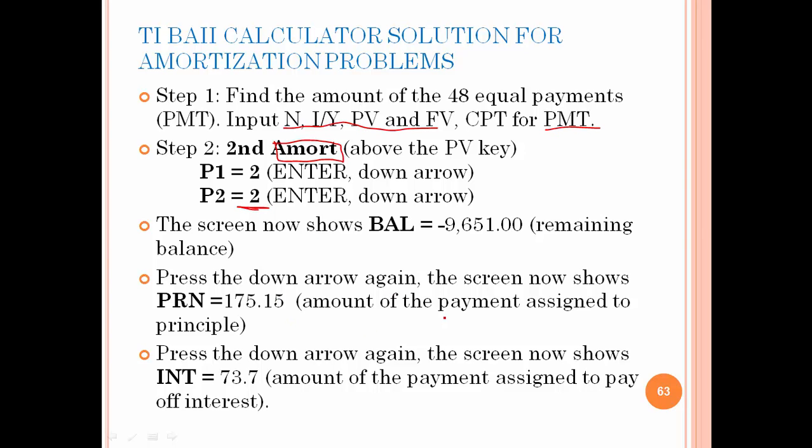And if you press the down arrow, you can see the PRN equals 175.15. Now 175.15 is the principal payment made at the second month. And also if you press the down arrow again, you see INT equals 73.7. That is the amount of interest payment in the second month.